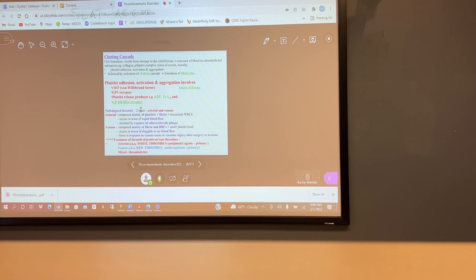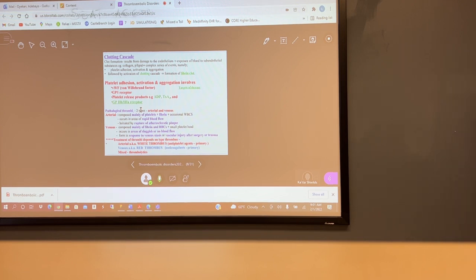Now let's look at the two types of pathological thrombi. It can occur in the veins or it can occur in the arteries. If it occurs in the arteries, you know that we then have an arterial thrombus, and the arterial thrombus will be composed mainly of platelets and fibrin, but there will be occasional white blood cells. And because we are talking of arteries, this can only occur in areas of rapid blood flow, because you know in the arteries, blood flows much more rapidly than in the veins. What causes it to occur? It is the rupture of an atherosclerotic plaque in an artery that brings about an arterial thrombus.